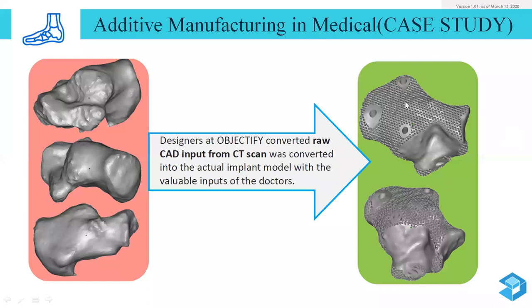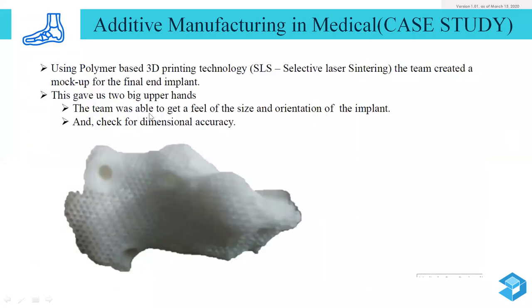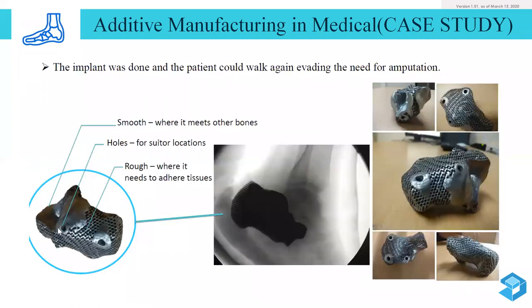And before coming up with this final product in metal, we made this in SLS so that the doctor in Maulana Azad Medical College could analyze this part before we manufactured it, and he could give certain suggestions so that we could use them in the final product. And this was the final implant. You can see the X-ray image of the implant. This implant was embedded in his heel and it was completely sterilized. And it has all these pores so that the tissue grows in. And it was directly used in that particular person. And this is how Objectify was able to help society at large.